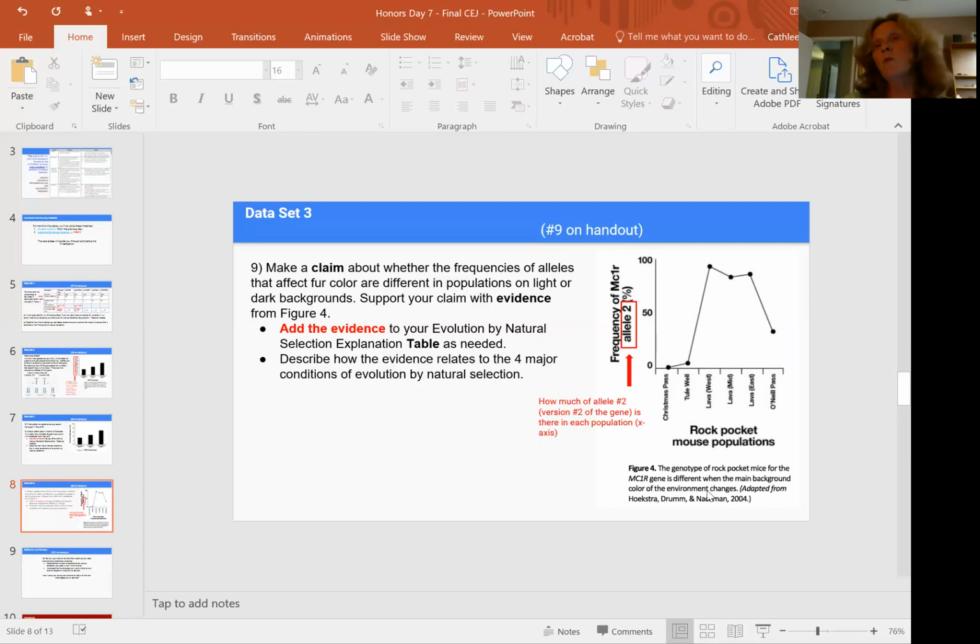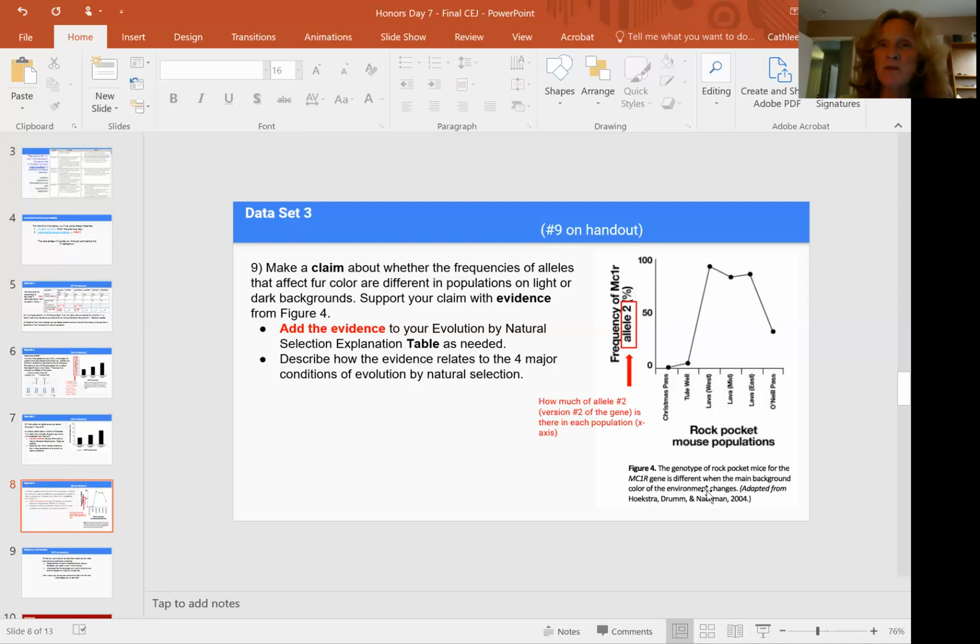Okay, so then which one of those alleles were which? And then here we're talking just about allele 2. And so now it's saying the genotype of the rock pocket mice for the MC1 gene is different when the main background color of the environment changes. So you'll take a look at this and see if you can better understand the various locations they're making reference to as being populations.